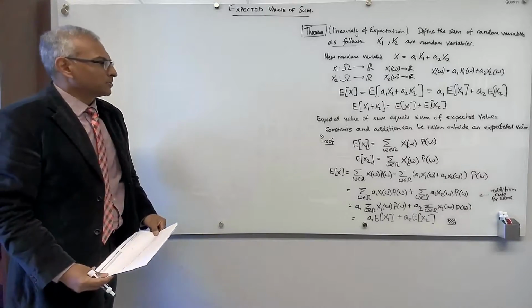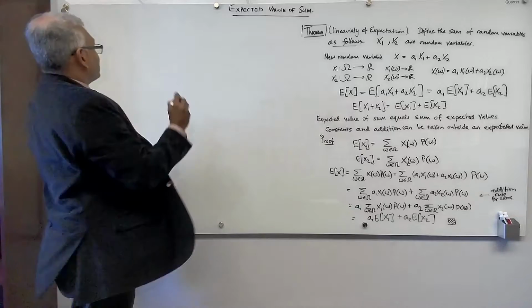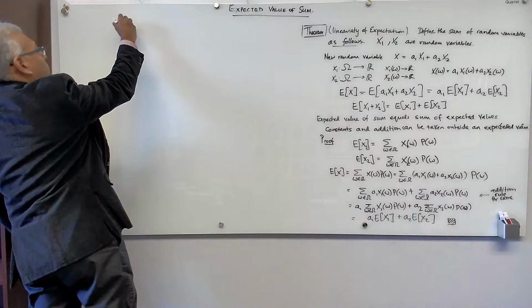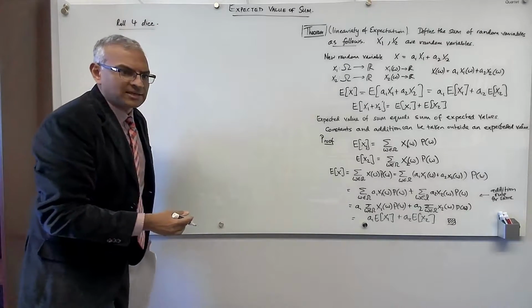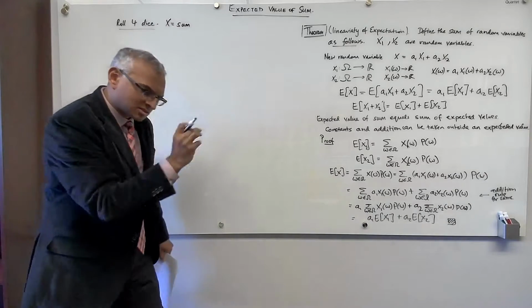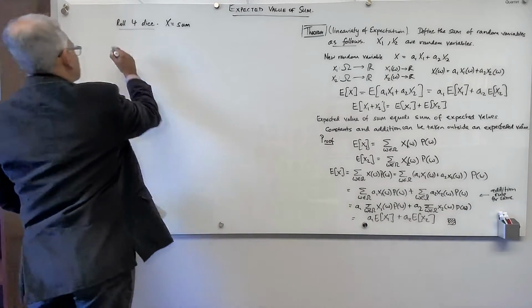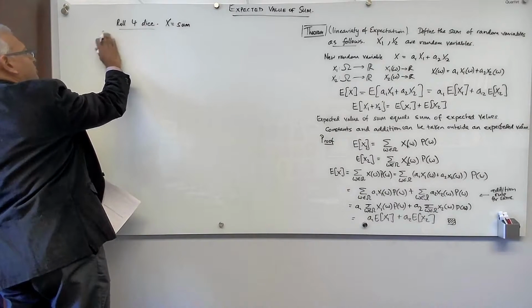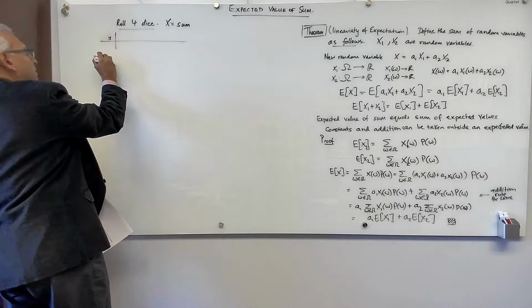Okay, so let's start with the sum of 4 dice. So you roll 4 independent fair dice, and take the sum. So x is the sum. The measurement we take is the sum of the values. And we might ask, what's the PDF for x? So if we take the possible values of the sum, what's the probability?